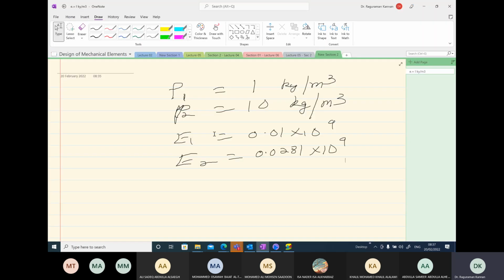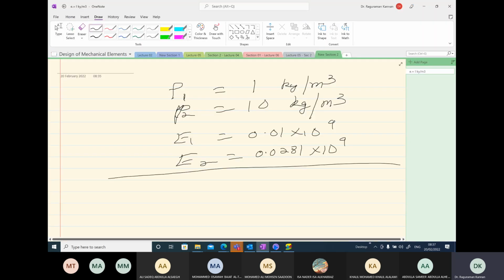Now you will be able to easily calculate the slope. Slope of any line is E2 minus E1 over rho 2 minus rho 1. Now it makes sense. Yeah, so let's see here.